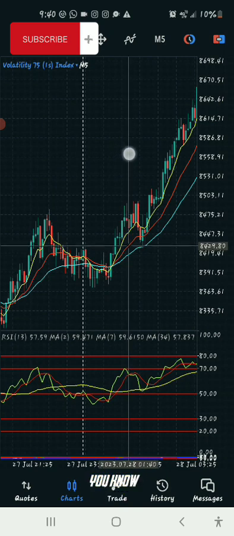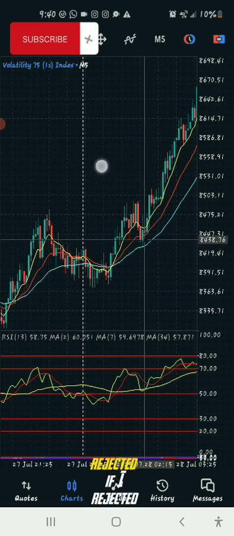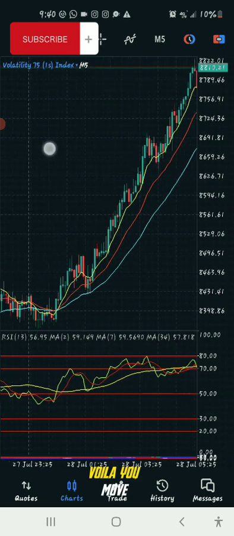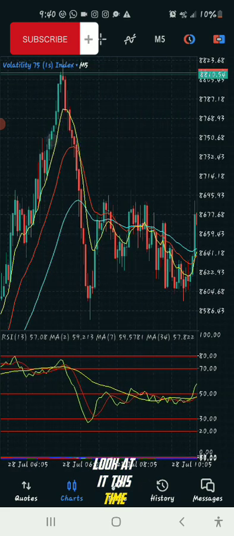After breaking out, you look for your entry. Look here, the market rejected on this red line. After the rejection, put your stop loss below this blue line. Voila, you move. Look how many pips the market moved. Look at the distance. So that was the trade.